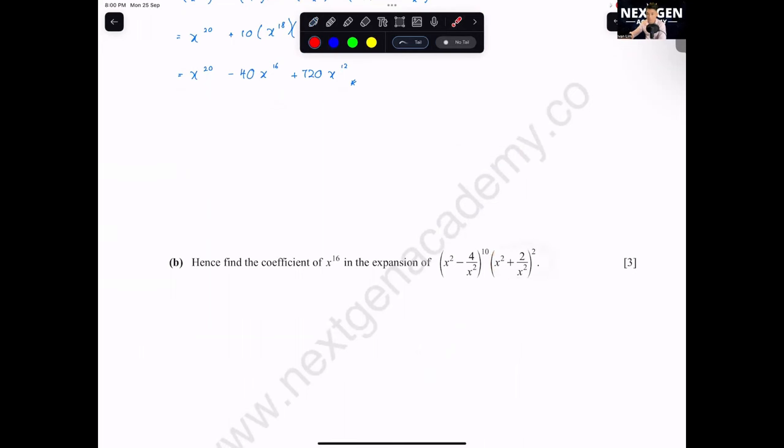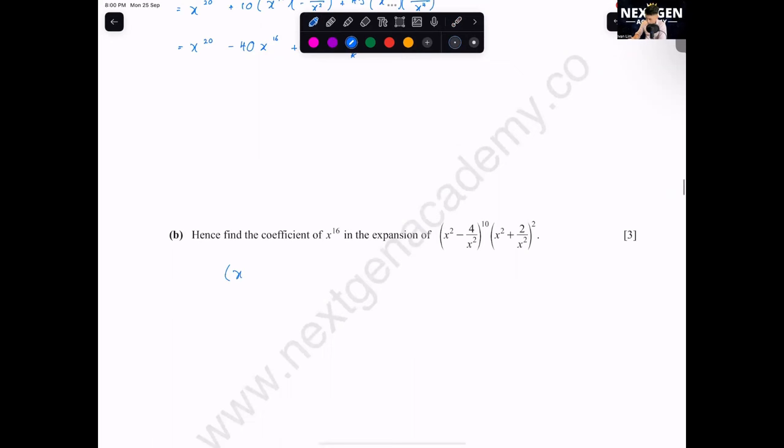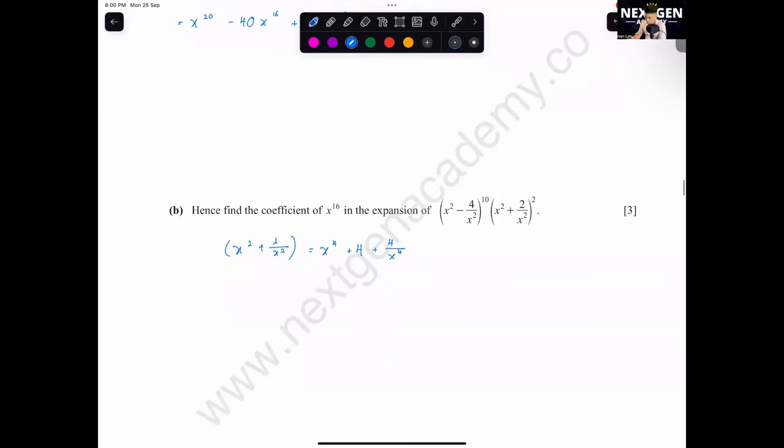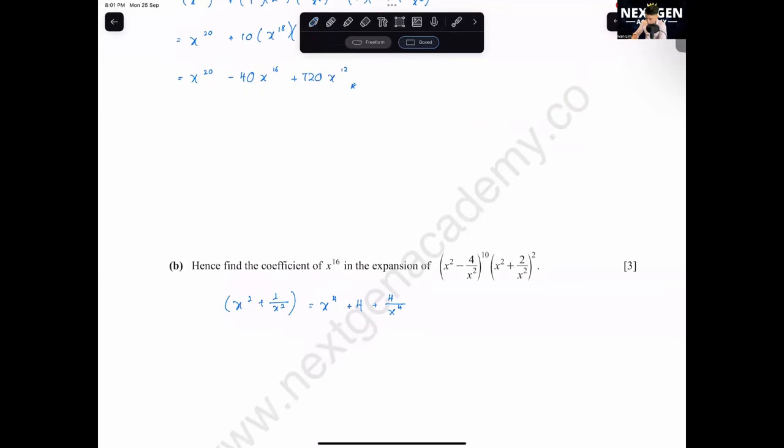Let's expand this part here. What would you get for this? This one, you will get (a plus b) squared, which is x to the power 4 plus 4 plus 4 over x to the power 4. So I take this one on top.